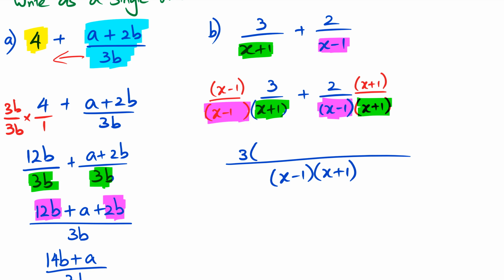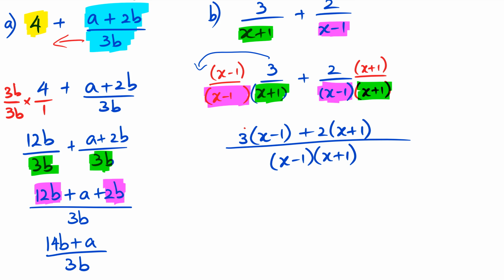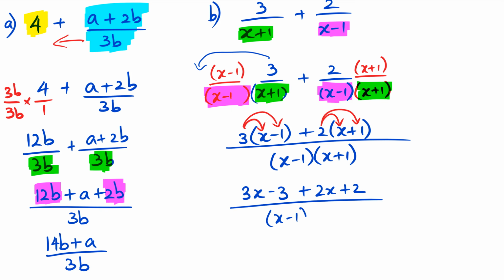So here then we've got 3 times x minus 1 plus 2 times x plus 1. Is that okay then? All I've done is bring this 3 to the front so that I can expand the brackets. So in the next line, I've got 3 times x, 3 times negative 1, and 2 times x, and then 2 times positive 1. So I'm going to get 3x, 3 times negative 1 is minus 3, plus 2x, plus 2. And I don't need to do anything to the denominator.